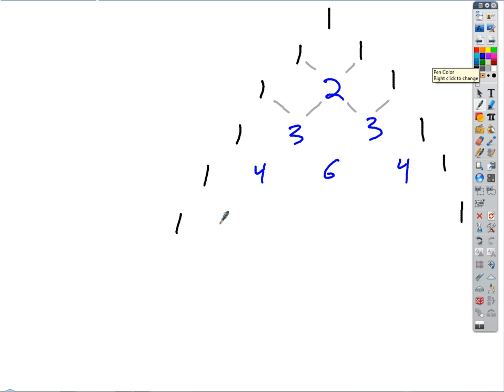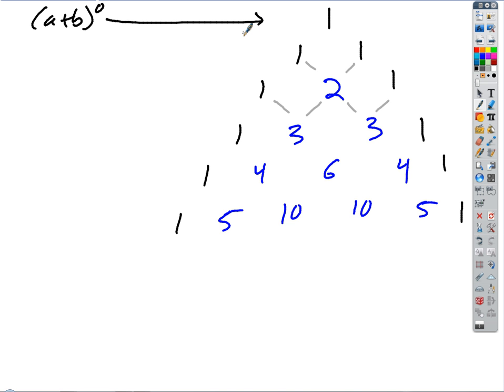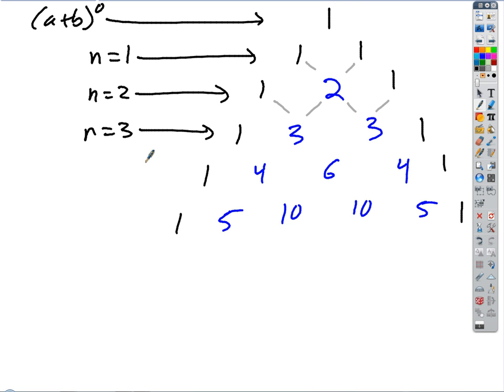So how does this help us? I'll show you. These are all the rows for the various binomial expansions. So this first one, these are the coefficients of a plus b to the 0, so that's the 0th row. This is the n equals 1 row. And that makes sense, doesn't it? a plus b to the 1 would just be 1a plus 1b, right? Those we don't really need. n equals 2. n equals 3.